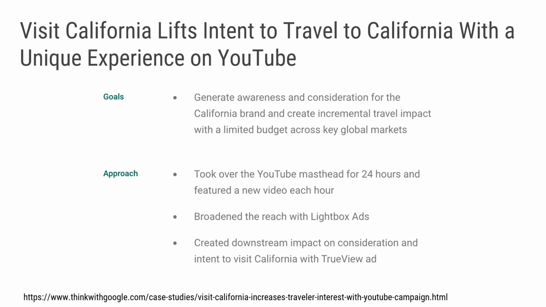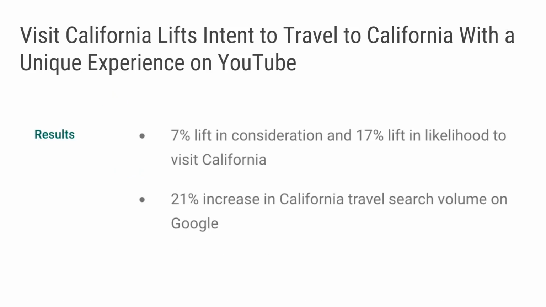The result that they saw was a 7% lift in consideration and a 17% lift in likelihood to visit California. This data has been taken from the brand lift survey results that we discussed earlier. They launched the video campaigns and then sent the survey to the audiences who watched and who did not watch the video ad, and this was the uplift that they saw. They also saw a 21% increase in California travel search volume on Google, which was amazing.